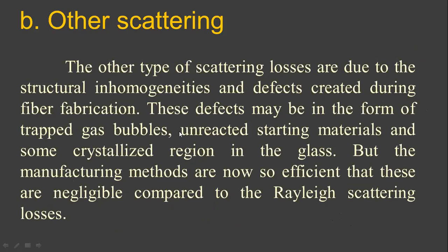The other type of scattering losses are due to the structural inhomogeneities and defects created during the fiber fabrication. These defects may be in the form of trapped gas bubbles, unreacted starting materials, and some crystallized regions in the glass. But the manufacturing methods are now so efficient that these are negligibly small compared to the Rayleigh scattering losses.